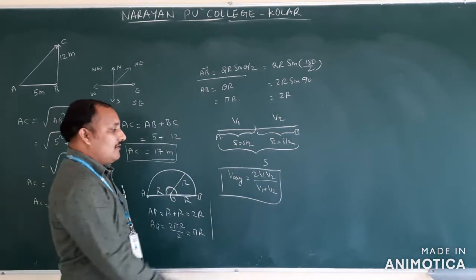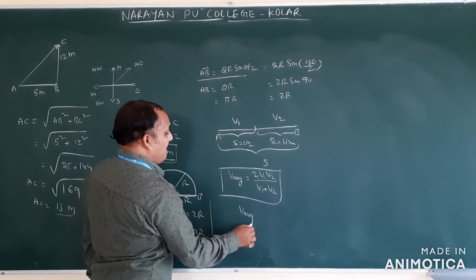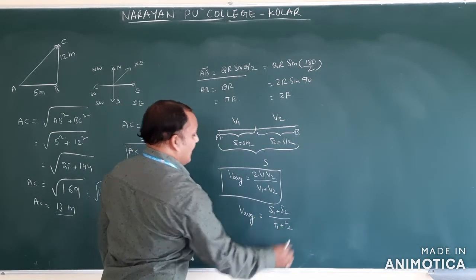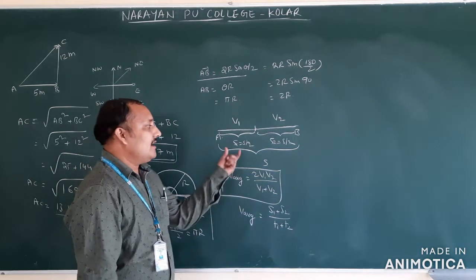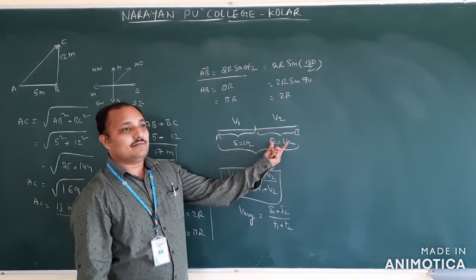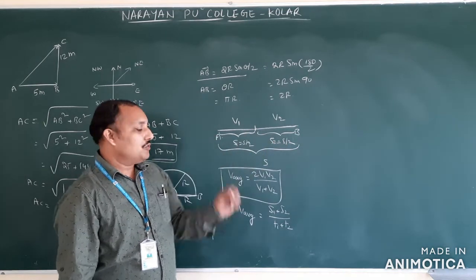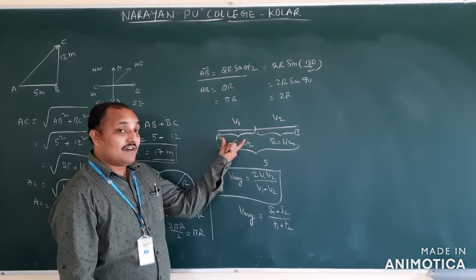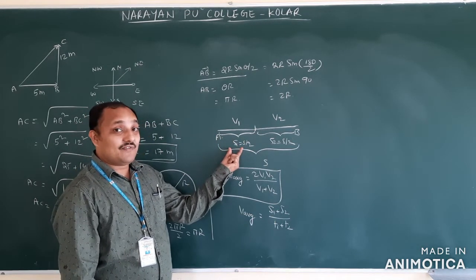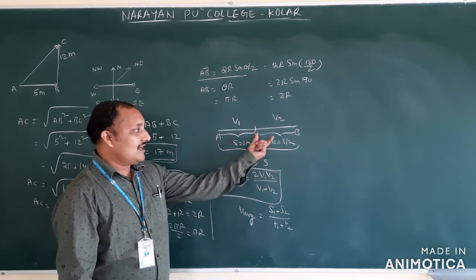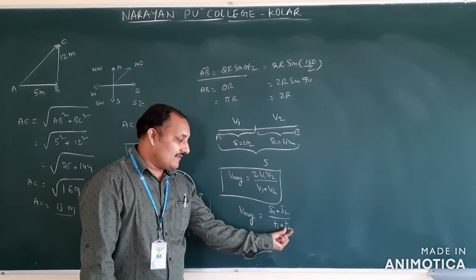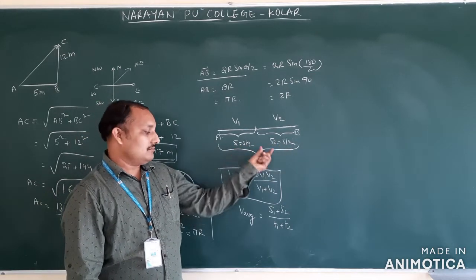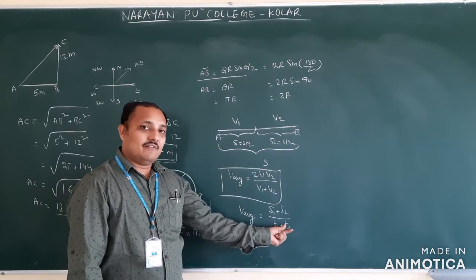How did you get it? What is the average speed formula? Total distance by total time. Why did I write S1 plus S2 here? Because they have first half and second half, so we got two distances. Therefore we wrote S1 plus S2. Total time means to cover the first half, it will take some amount of time, that is T1. To cover the second half, it will take some amount of time, that is T2. But they didn't give times here. Therefore we have to eliminate time. How will we eliminate time?